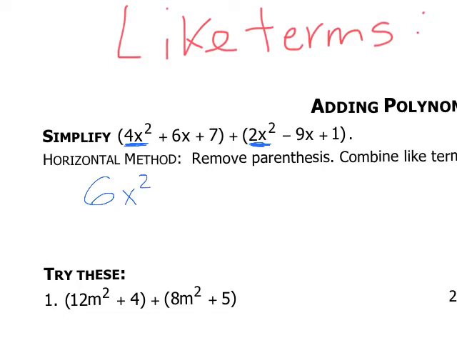It's tempting to make it 6x to the fourth, especially coming off of our last unit where x squared times x squared was x to the fourth. But you can see here now we're adding, not multiplying, so we have to be careful. So 6x squared there. And then we also have 6x minus 9x, so 6 minus 9 would be negative 3, and the x stays. And then lastly we have plus 7 and plus 1, which would make plus 8. So it's simply just combining like terms. Just make sure you're not changing the x's or the exponents, okay?